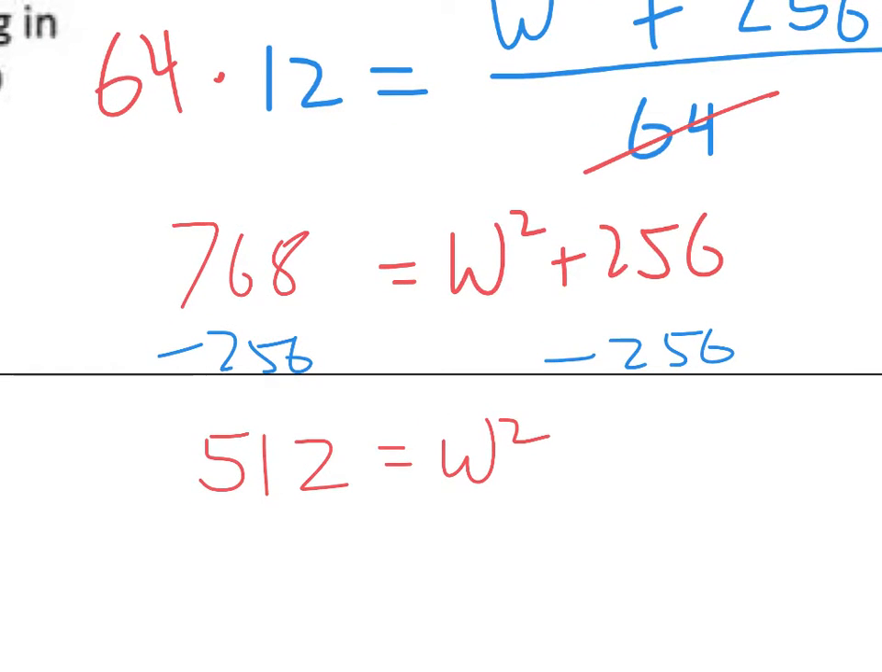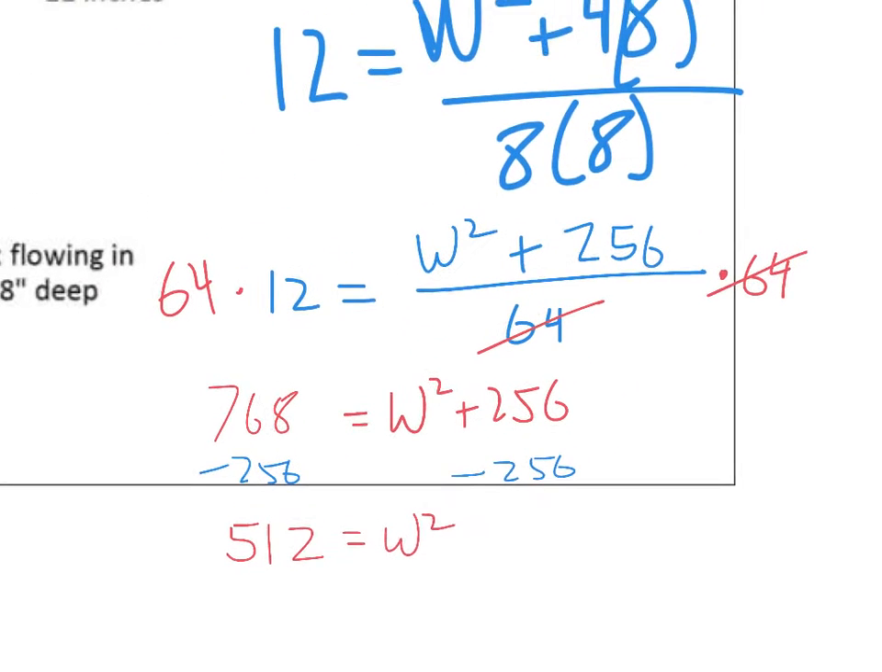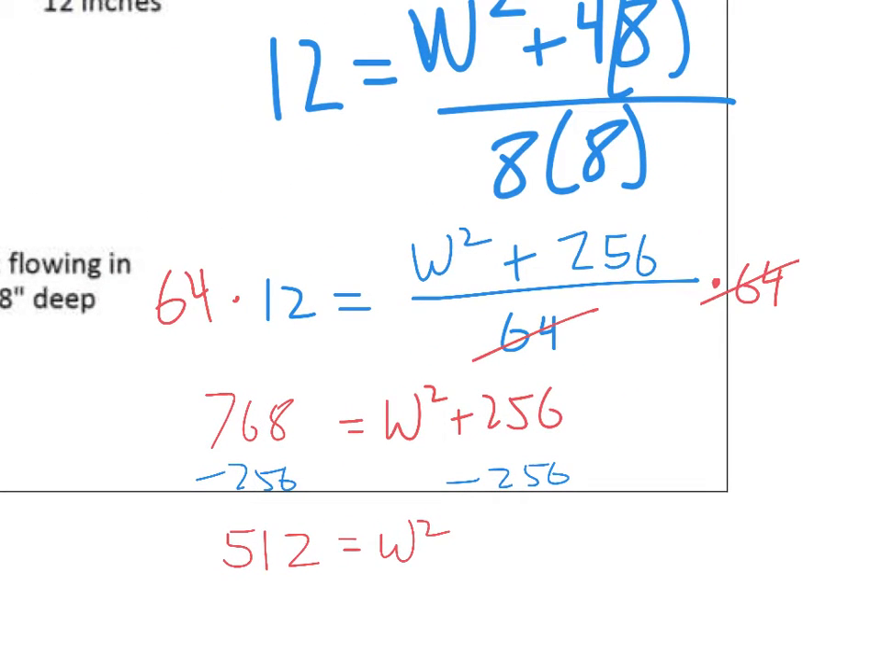Okay, now we're almost there. Remember, we're always copying our steps down. Work down the page. Do a step, copy what's left. Do a step, copy what's left. Okay, and so then we've got to ask ourselves, what's the opposite of squaring? W squared. Squaring means multiply by itself. So the opposite of squaring is square root.